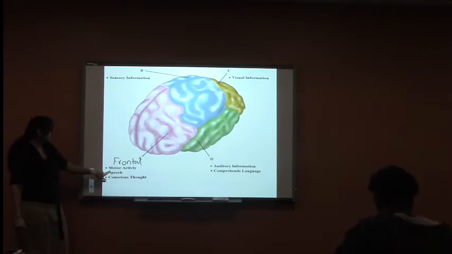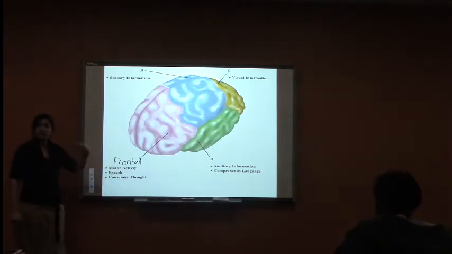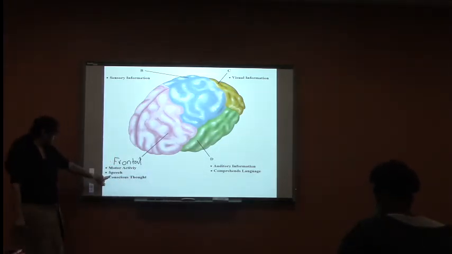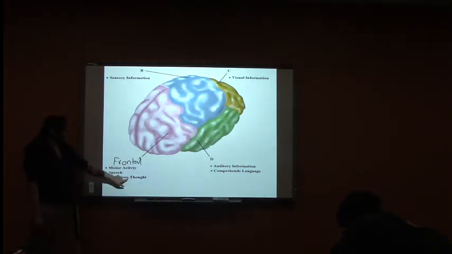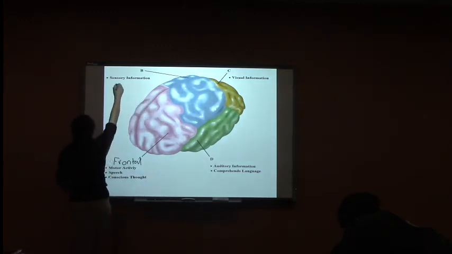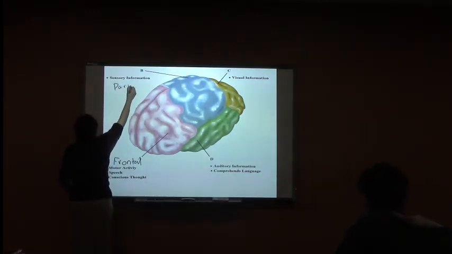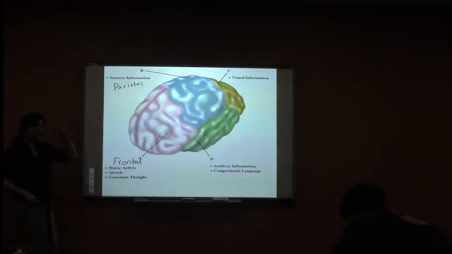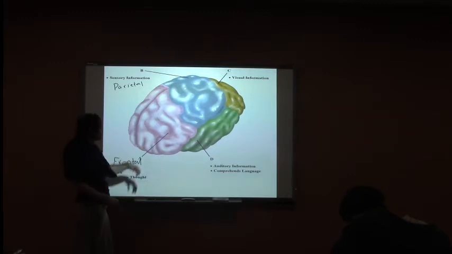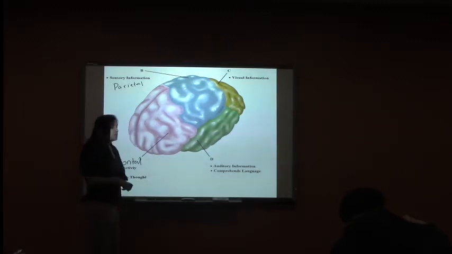Frontal lobe is responsible for motor activity, so any movement originates from the frontal lobe. It is also responsible for speech and conscious thought. B is the parietal lobe. It's responsible for sensory information, so all of your sensory information goes to your parietal lobe.